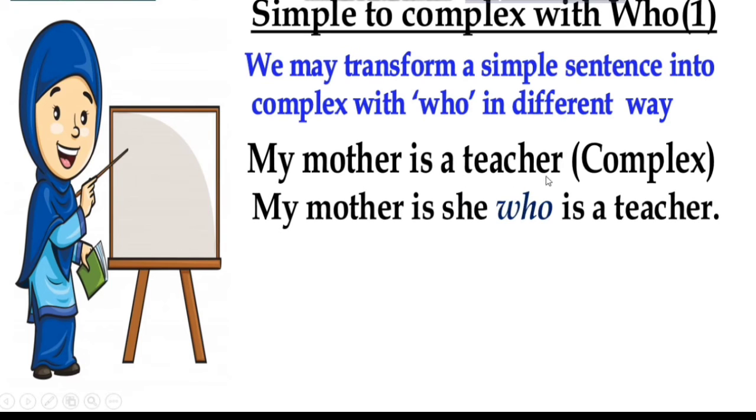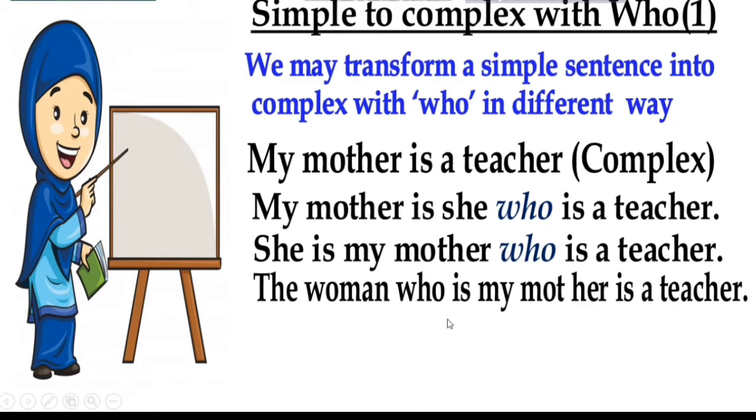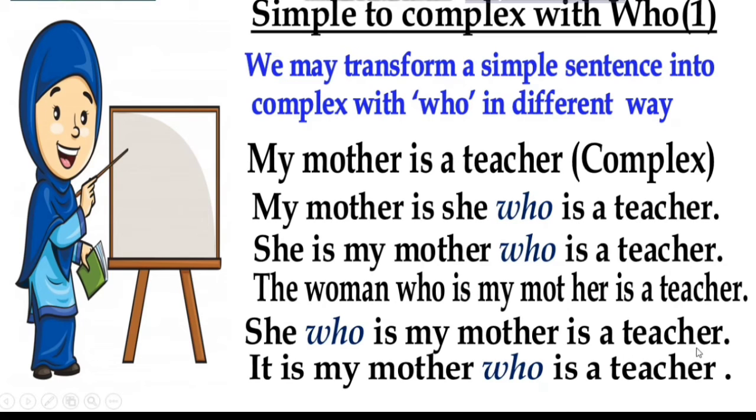My mother is a teacher. Complex: My mother is she who is a teacher. She is my mother who is a teacher. The woman who is my mother is a teacher. She who is my mother is a teacher. It is my mother who is a teacher.